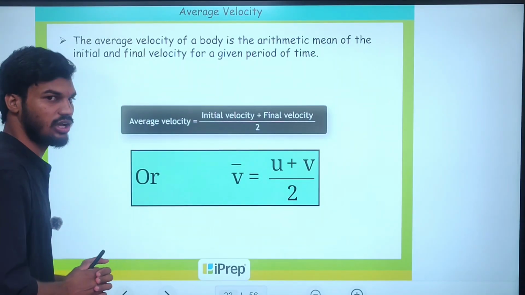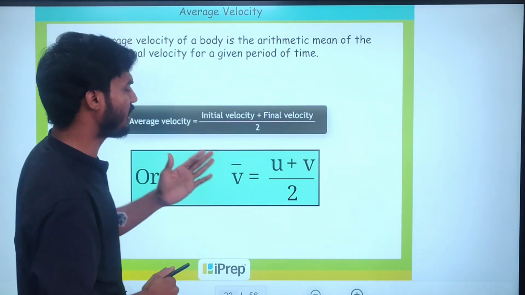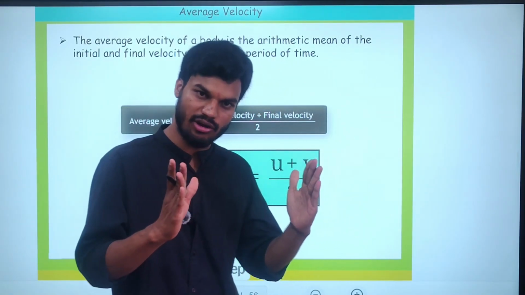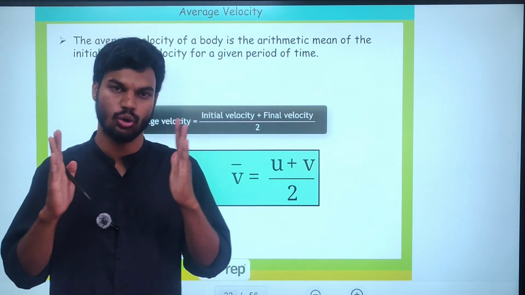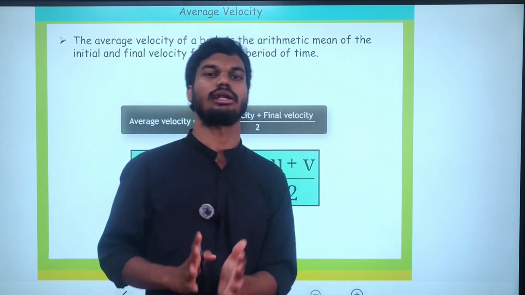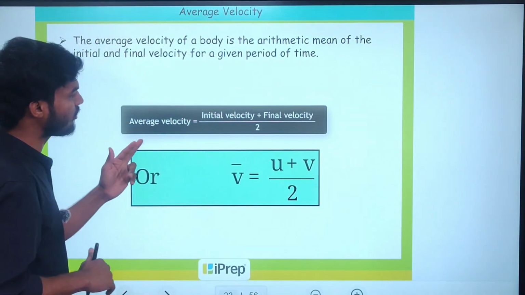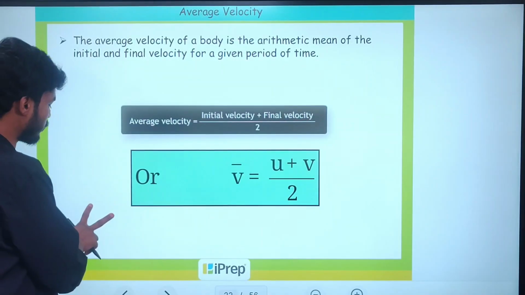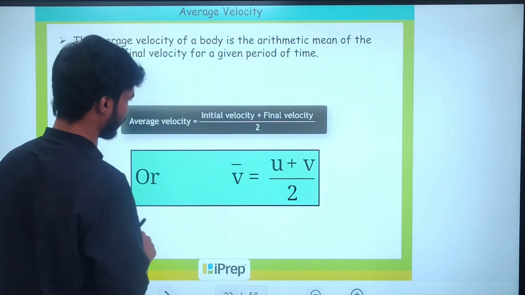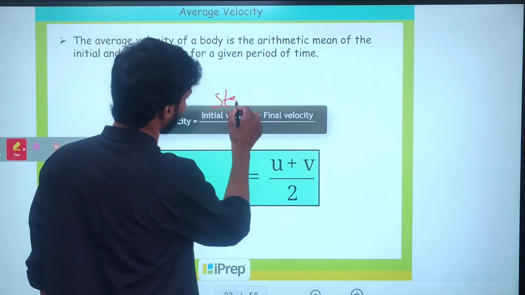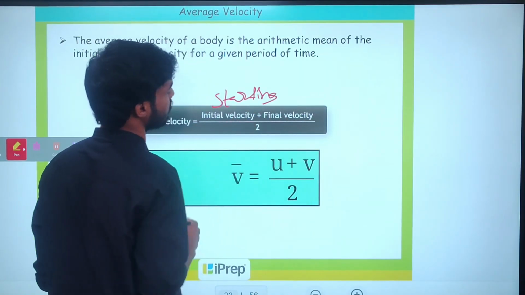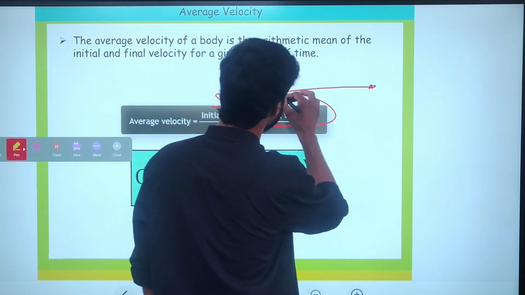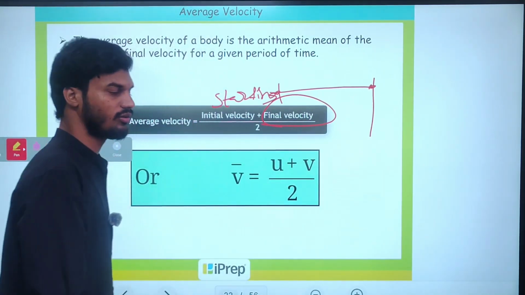Next, average velocity. Simply, when you are given the average, you have to take total distance traveled by total time taken. Average means total distance traveled by total time taken. Not given average velocity, initial velocity plus final velocity. You have to take a starting position and ending position. Initial means starting and final means ending. So from starting to ending, that is known as average velocity.